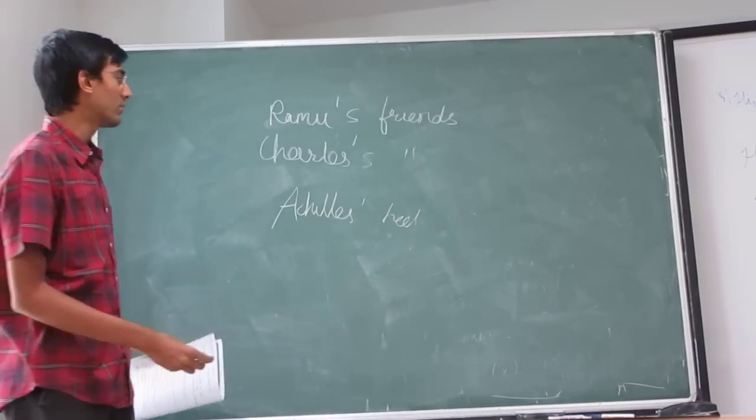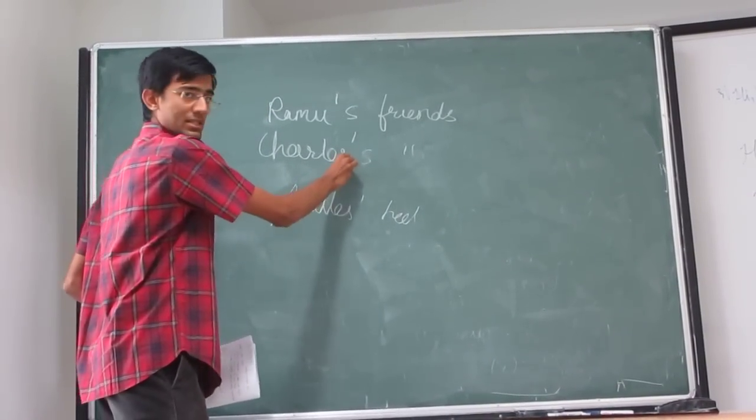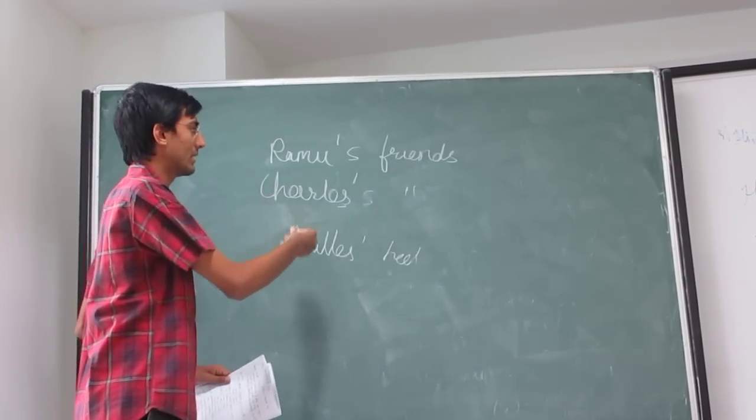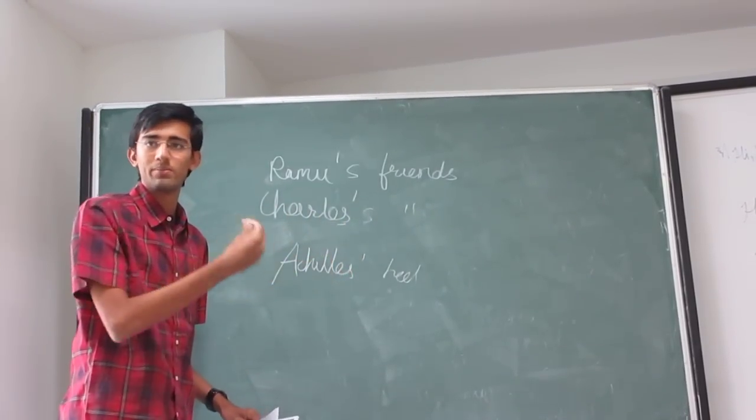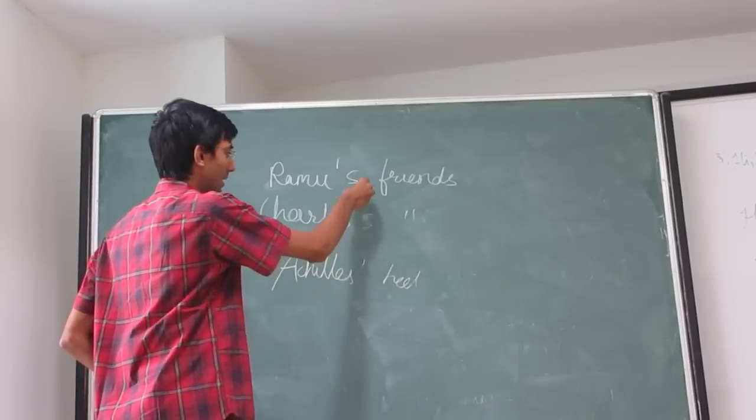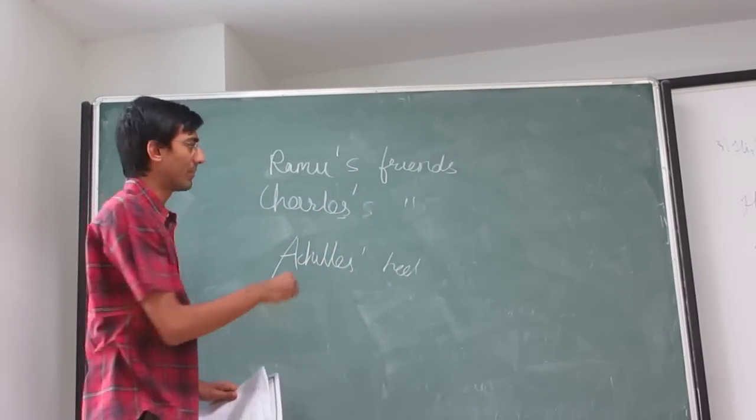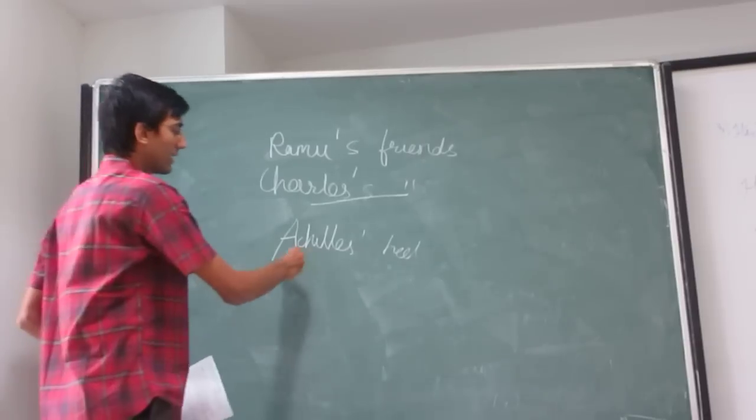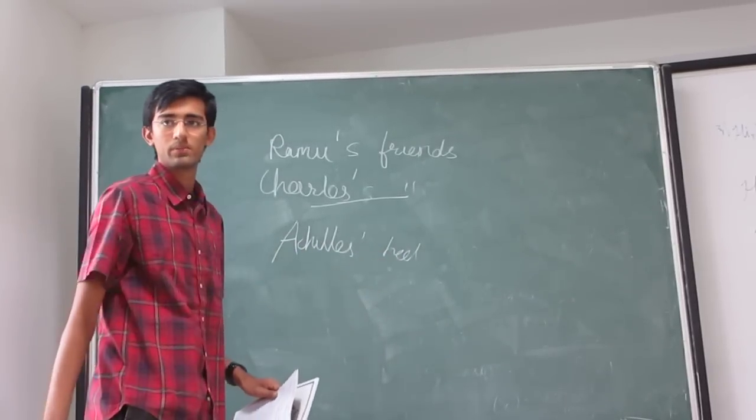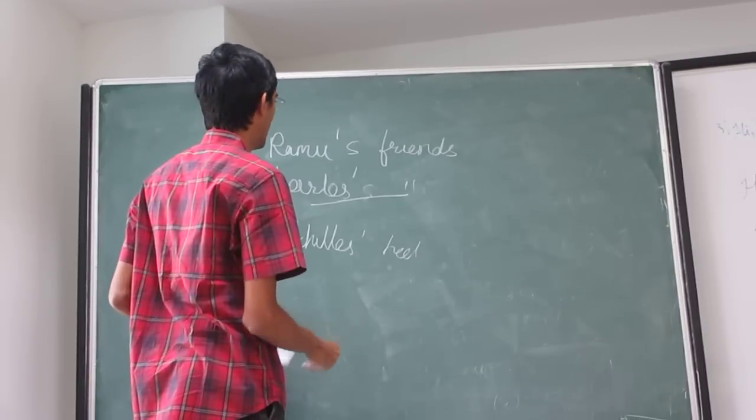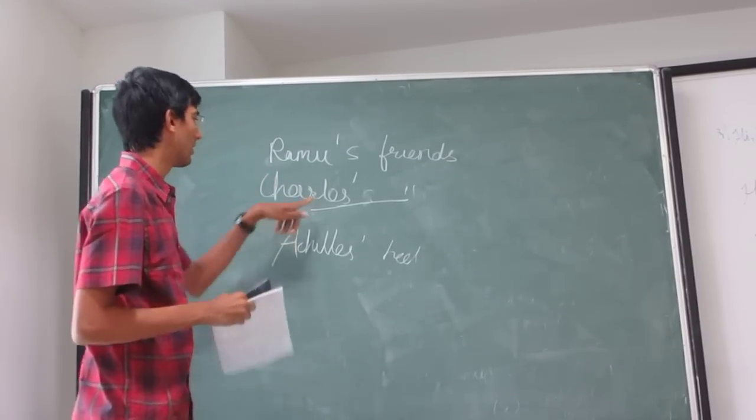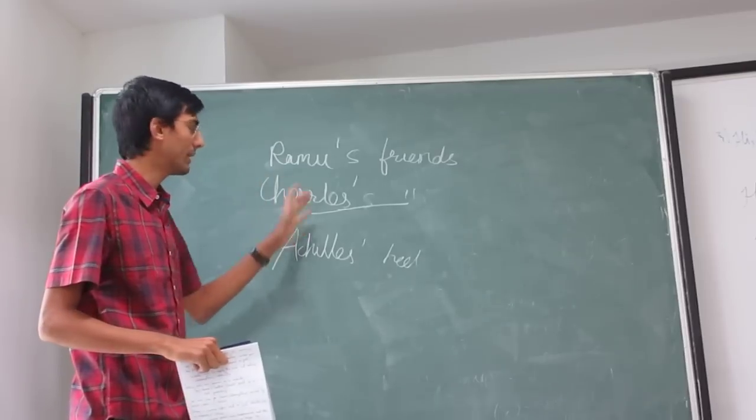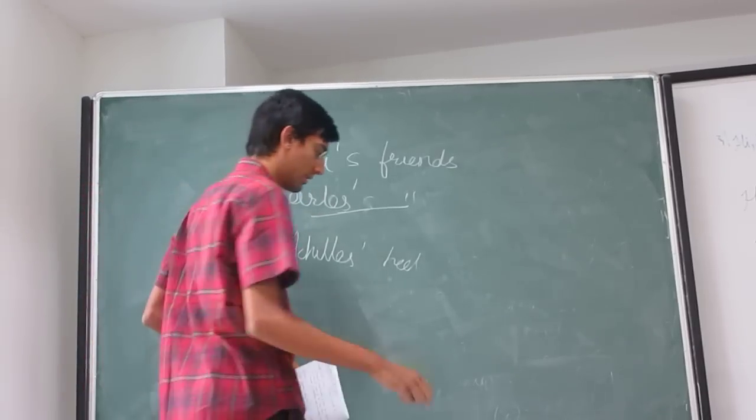What we generally do in practice is, if a name ends with s and you want to say Charles's friends, we try to rephrase it as friends of Charles. So you prefer not to use s apostrophe s again. In this case, just say friends of Charles. Or for Achilles' heel, you try to say heel of Achilles. This is the first rule. And you can always stick to apostrophe s to be safe. In case you're not sure, irrespective of the name, just use apostrophe s and it's fine.